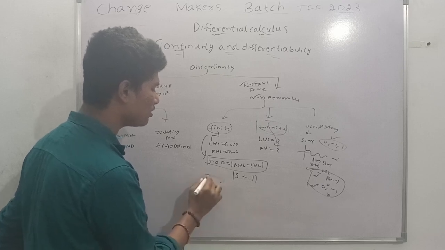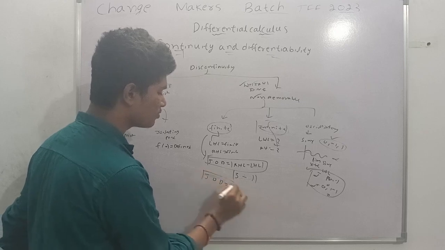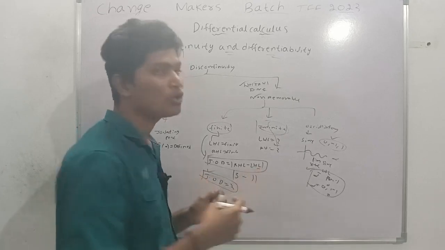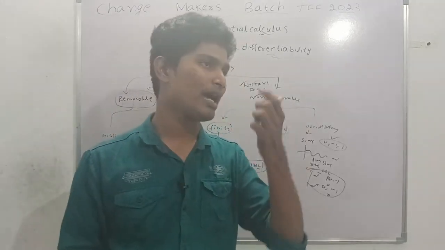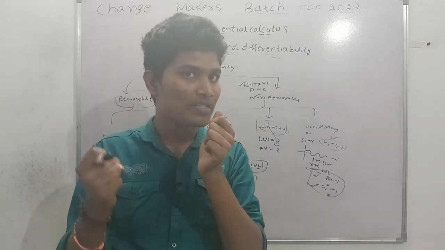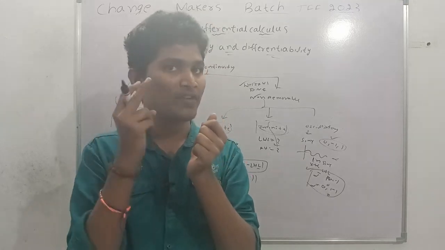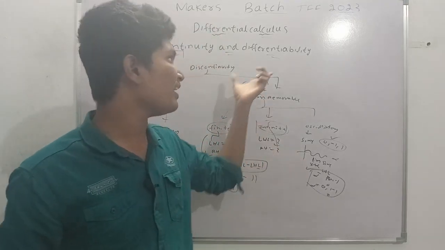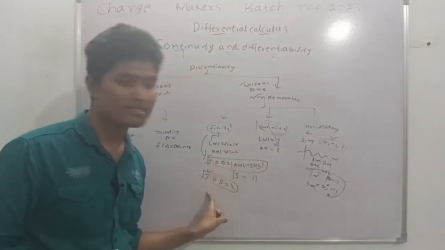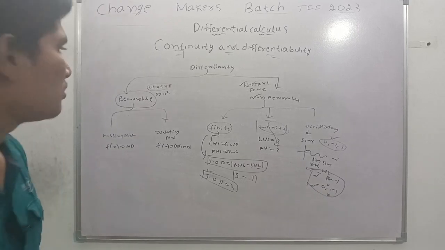The meaning of this 2 is that the LHL is less than the RHL. The RHL is 3, the LHL is 1. So there is a difference of 2. Because of this difference of 2, that is the jump of discontinuity, we are getting the finite type of discontinuity here. So this is the reason why we are calling it jump of discontinuity. This is a part.